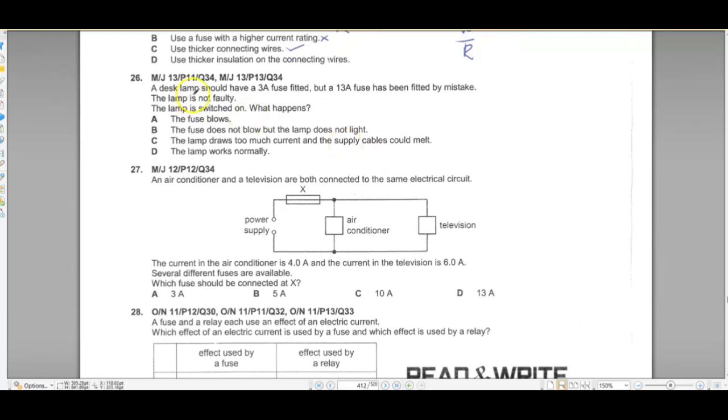Question number 26. A desk lamp should have a 3 ampere fuse fitted, but a 13 ampere fuse has been fitted by mistake. The lamp is not faulty. The lamp is switched on. What happens? So it should have a 3 ampere fuse and a 13 ampere fuse has been fitted by mistake. So at the moment, nothing is going to happen.